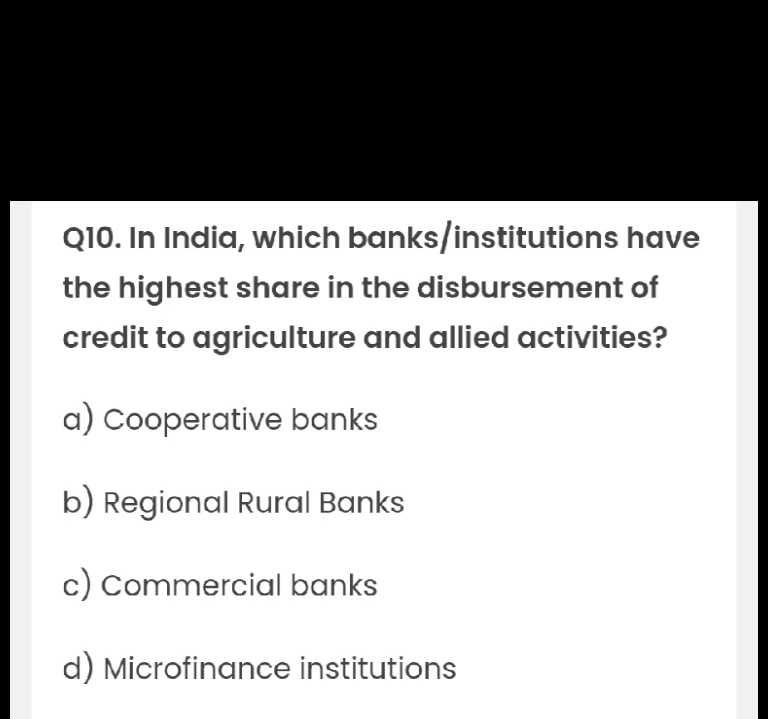So here the largest disbursements in India take place by commercial banks. That means such banks, like you may know some banks like Punjab National Bank and State Bank. So these are commercial banks, and they have the largest amount of disbursement of credit to agriculture and allied activities.